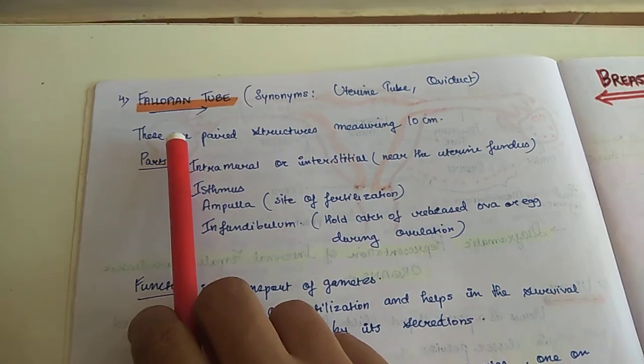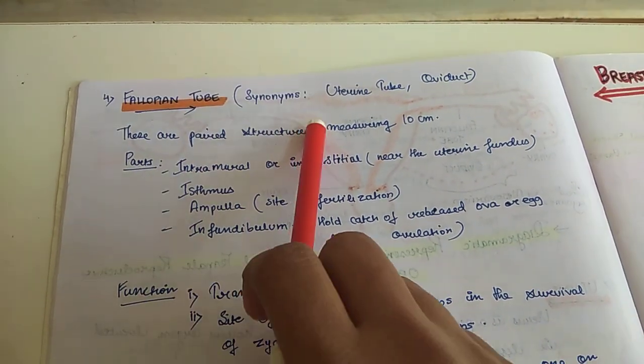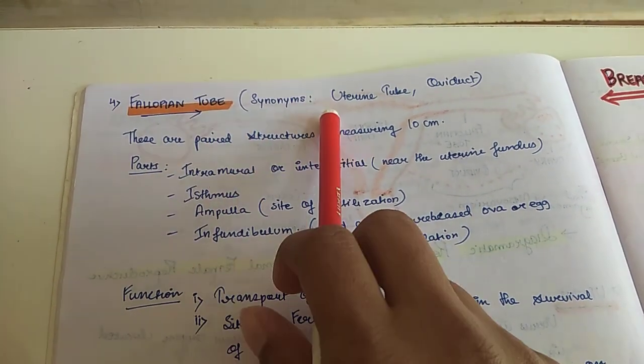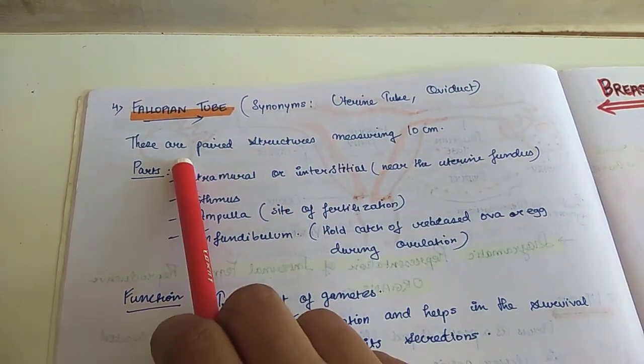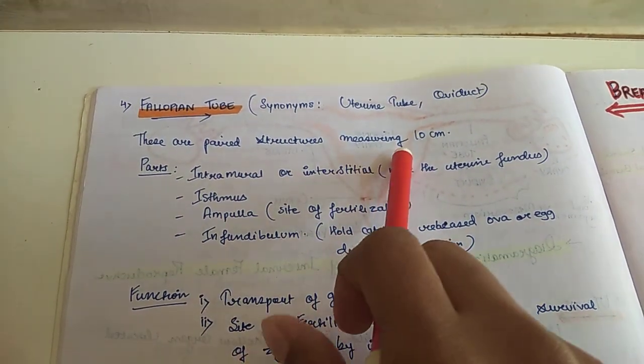So the next internal genital organ which we have is the fallopian tube. Synonyms of fallopian tube: it is also called uterine tube or oviduct. These are paired structures measuring almost 10 centimeters.